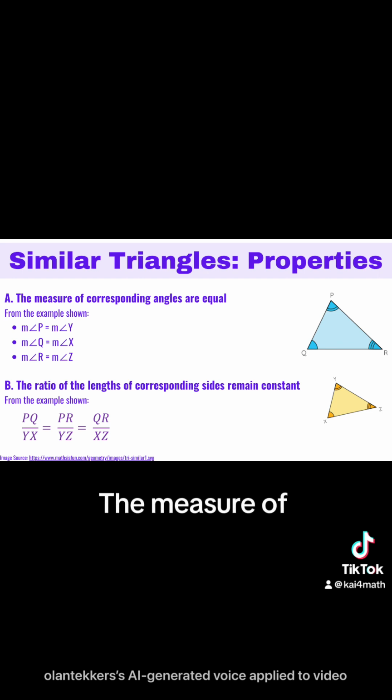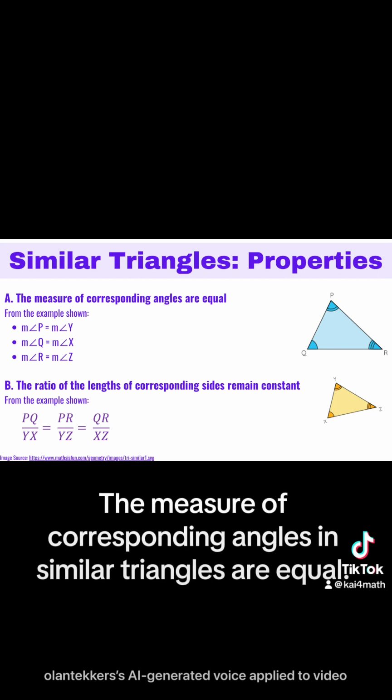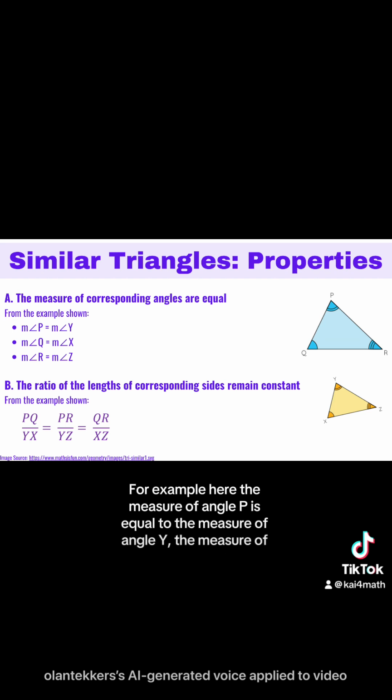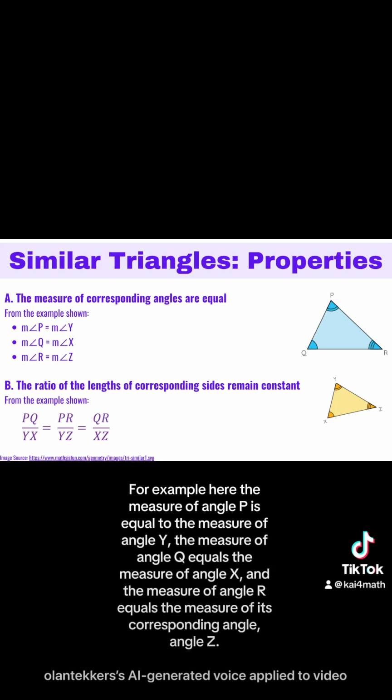The measure of corresponding angles in similar triangles are equal. For example, here the measure of angle P is equal to the measure of angle Y. The measure of angle Q equals the measure of angle X. And the measure of angle R equals the measure of its corresponding angle, angle Z.